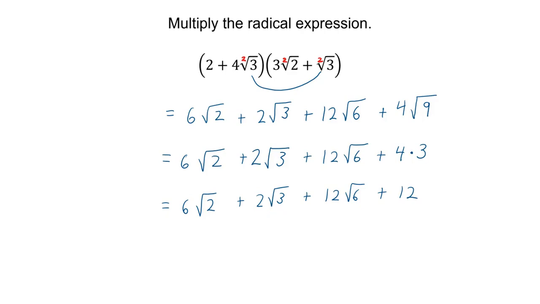The next term is a square root of 6 term. No other square root of 6 terms to combine with that one. And then the last term is a constant term. And we don't have any constants to combine with that one. So this is the best that we can hope to do, and this is our final answer.